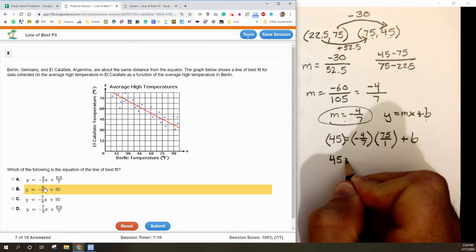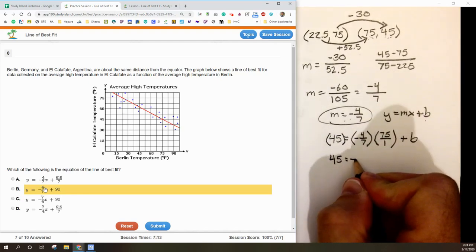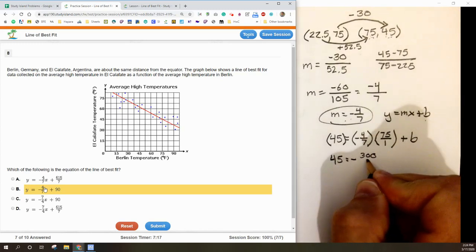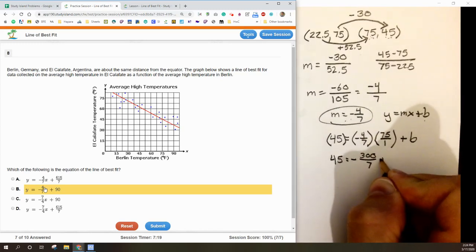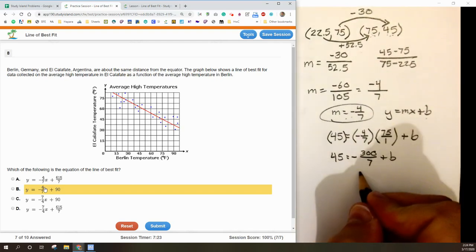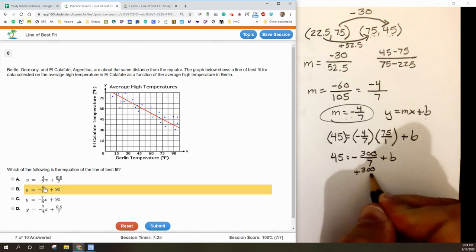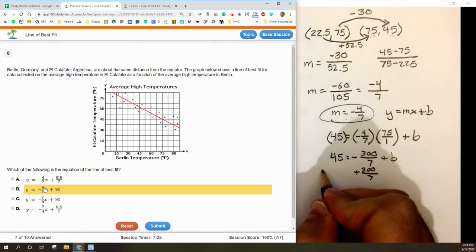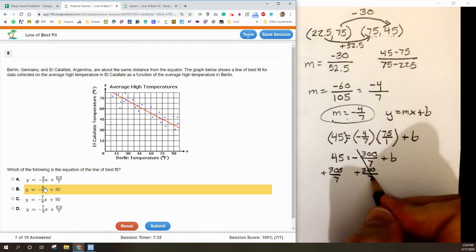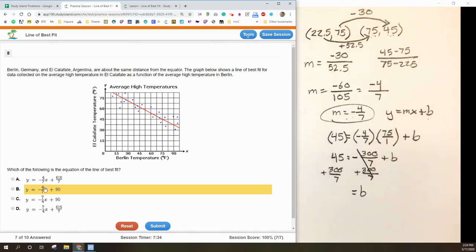45 equals negative times a positive is a negative. 4 times 75 is 300. And 7 times 1 is 7. So 45 equals negative 300/7 plus b. So I'll add 300/7 to both sides, and I will isolate the y-intercept on the right side.